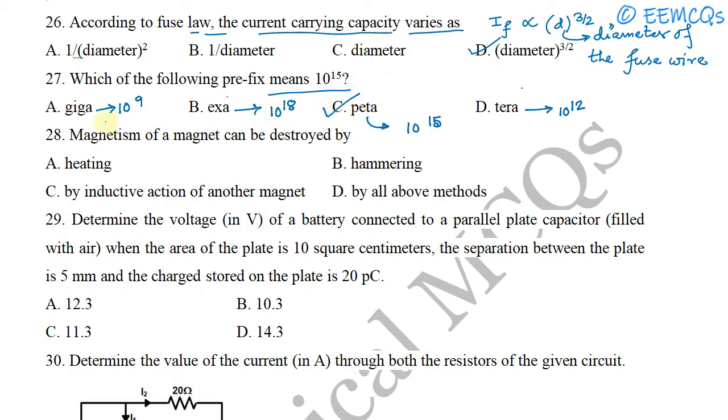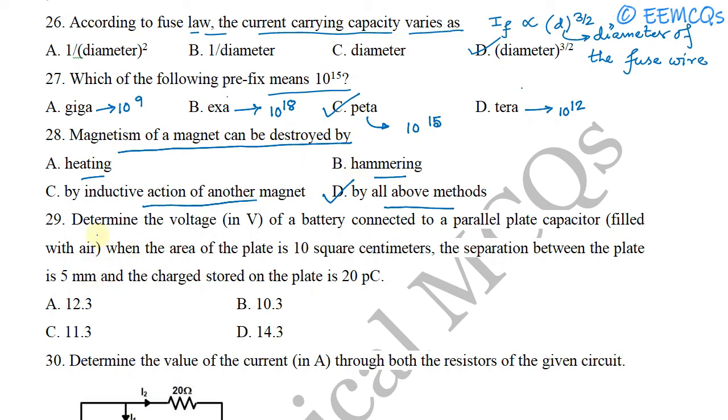Next question. Magnetism of a magnet can be destroyed by A. Heating, B. Hammering, C. by inductive action of another magnet. Okay. Basically these three methods can be used for destroying the magnetism of a magnet. So all of the above methods, means all the three methods here mentioned can be used for destroying the magnetism of a magnet. So option D here is the correct answer.